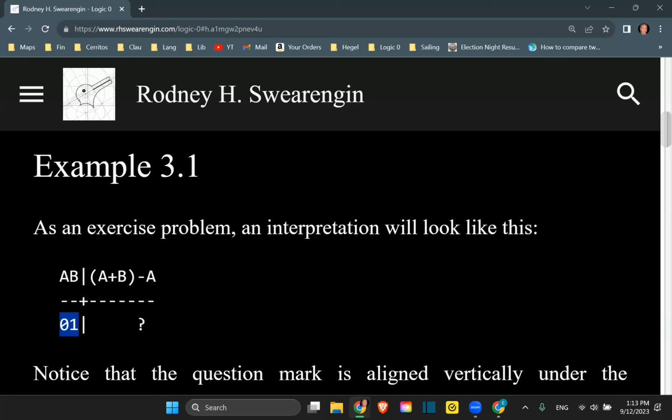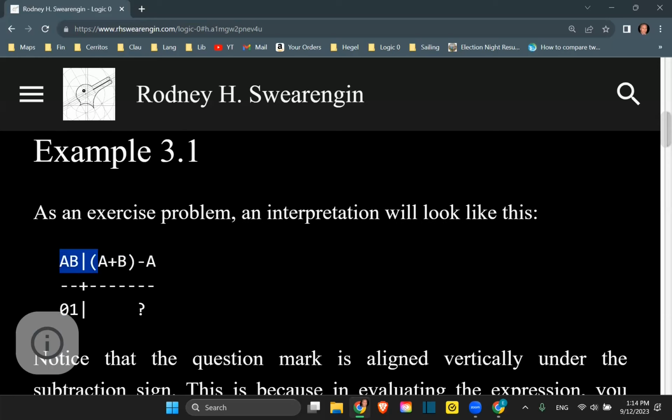And then that gives us the values for the variables within this expression. And then based on our lookup tables, we can determine the value of the entire expression. Of course, we're going to do what's in parentheses first. So we'll do the addition first, and then we will do the subtraction.